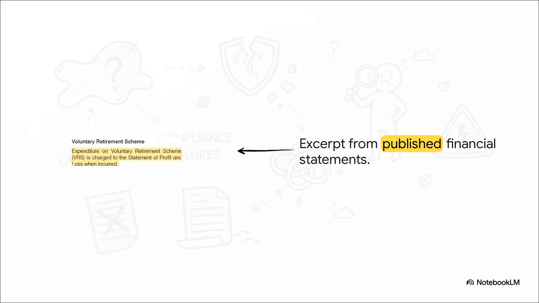So let's start our investigation by looking directly at the evidence. We aren't dealing with hypotheticals today, folks. This observation comes straight from the published IS financial statements of an actual listed company, which GAP advisors downloaded and independently reviewed on a suo moto basis. Take a look at this text regarding their voluntary retirement scheme, or VRS. It reads, "Expenditure on voluntary retirement scheme, VRS, is charged to the statement of profit and loss when incurred."